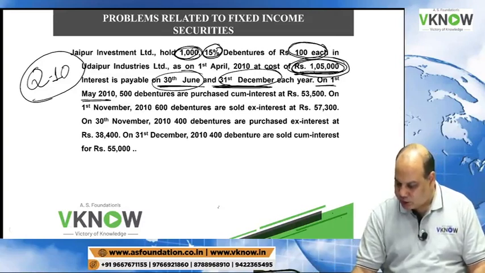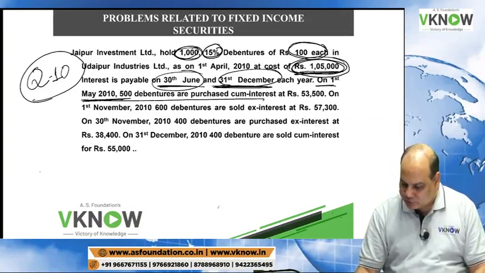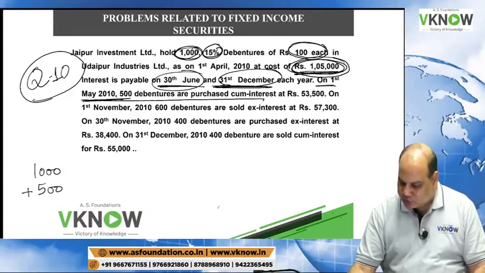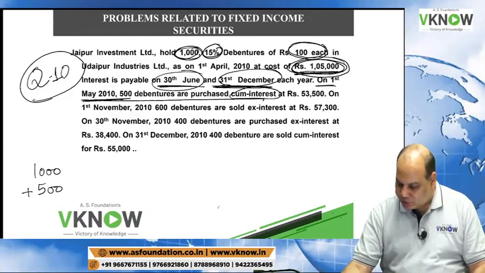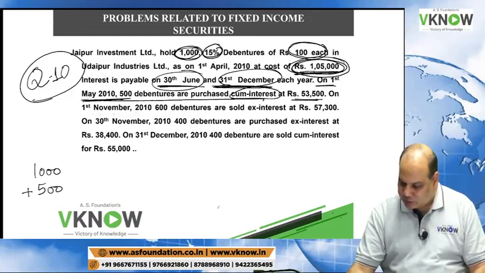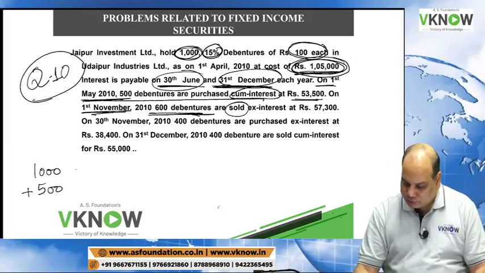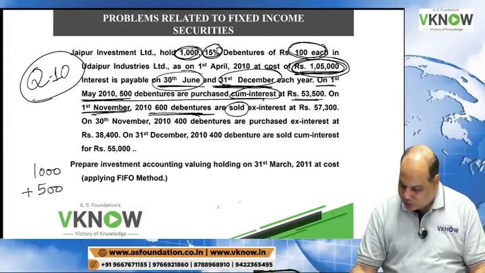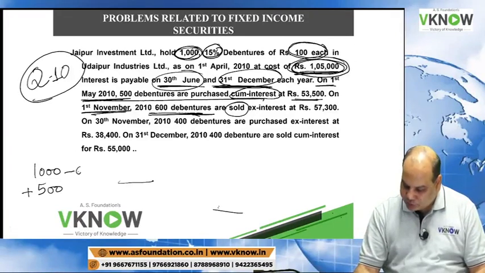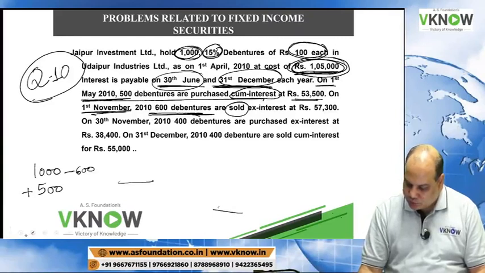On 1st May 2010, 500 debentures are purchased. Opening quantity is 1000 plus 500 purchased, cum-interest basis at 53,500. On 1st November 600 debentures are sold. So just let me check what is the method: FIFO. FIFO method means this 600 will be sold out of the opening lot.